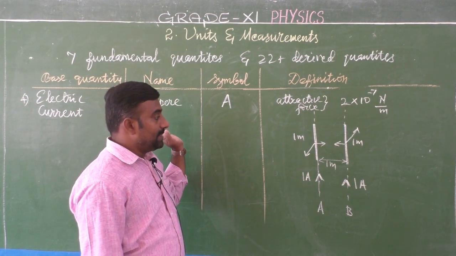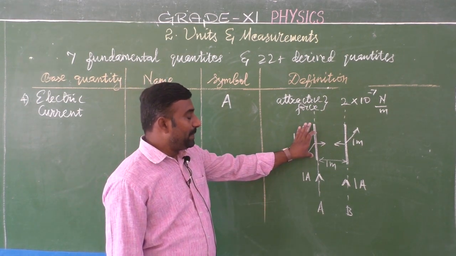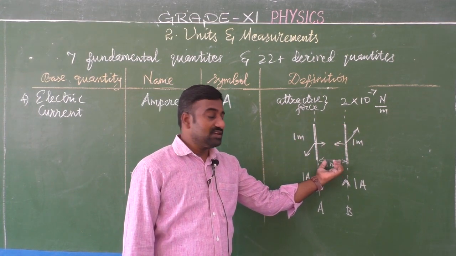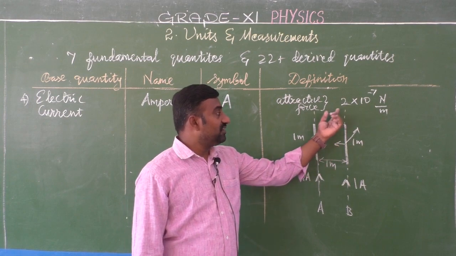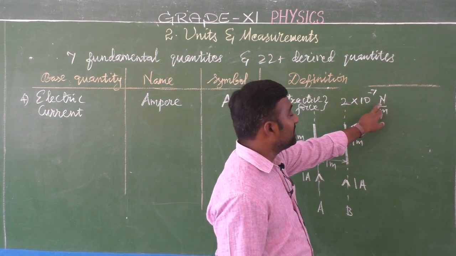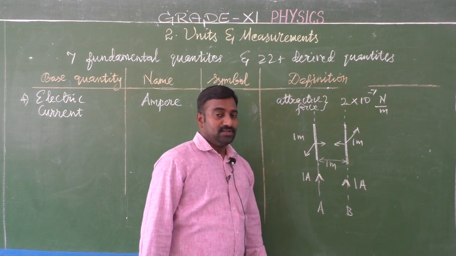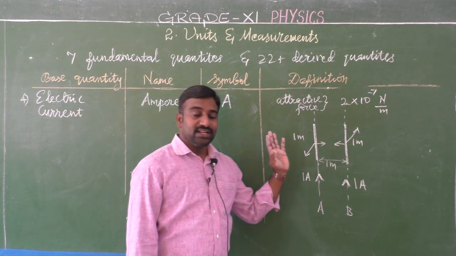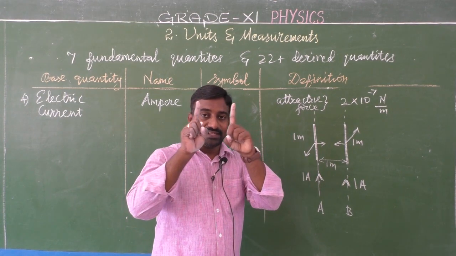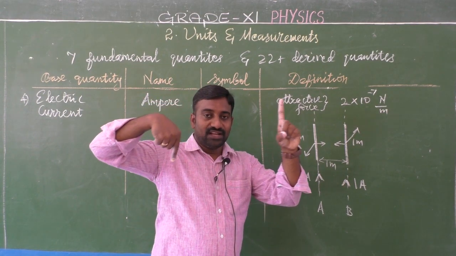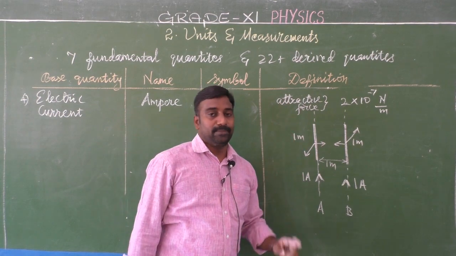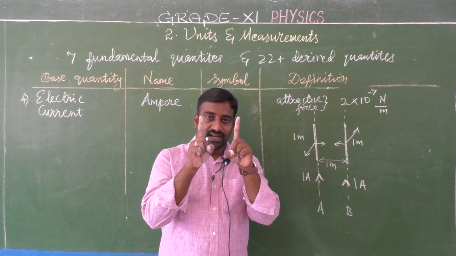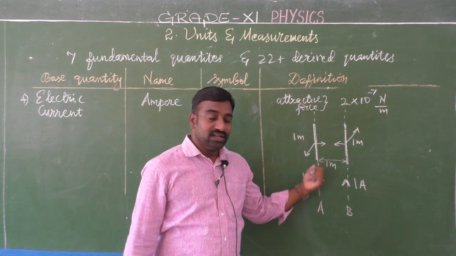Which means now we can define the current. The current is defined as: two parallel conductors of 1 meter length separated in a vacuum at a distance of 1 meter experience a force of 2 into 10 to the power minus 7 Newton per meter. So this is the definition of electric current. From this, parallel conductors attract. Similarly, anti-parallel conductors repel, but the force is the same. Mainly we consider parallel conductors attract, anti-parallel conductors repel.